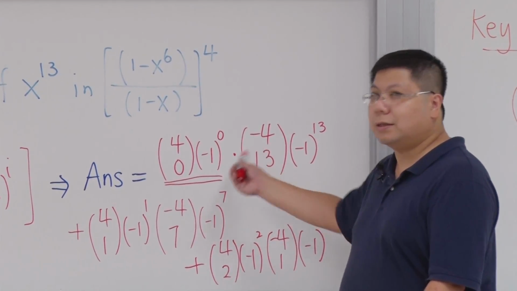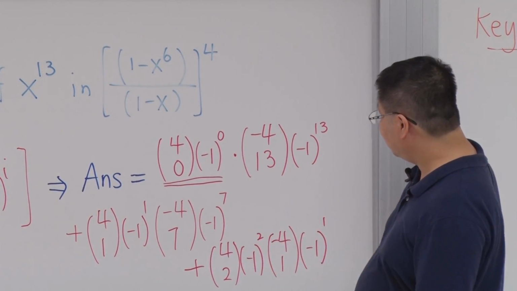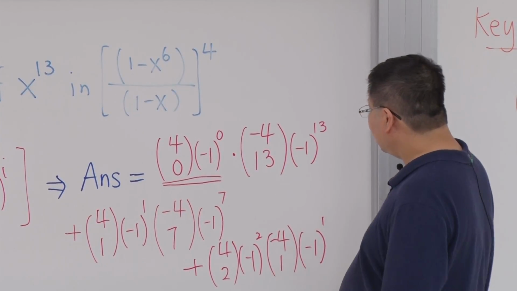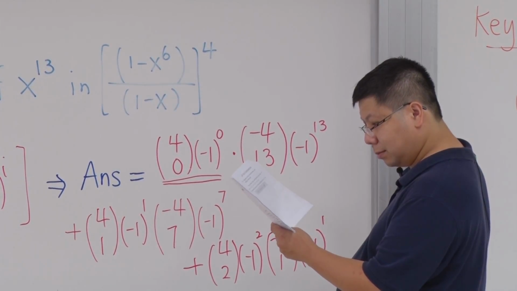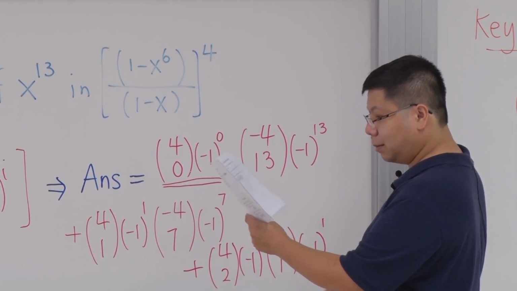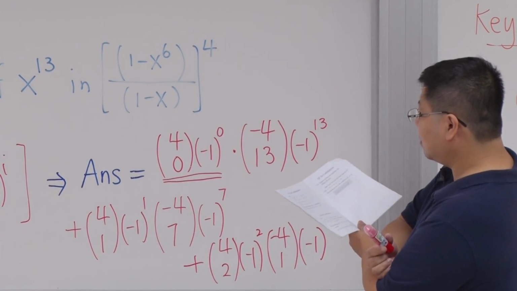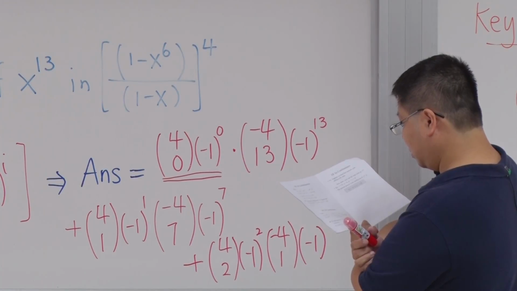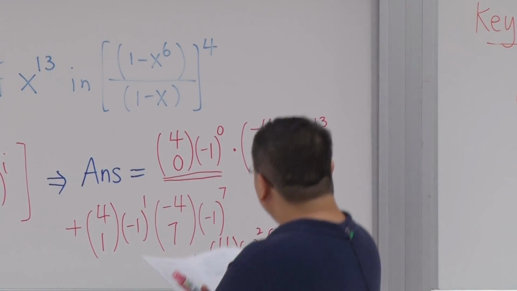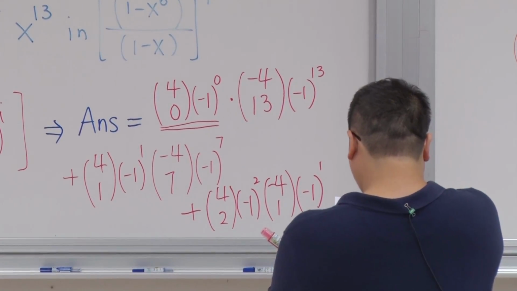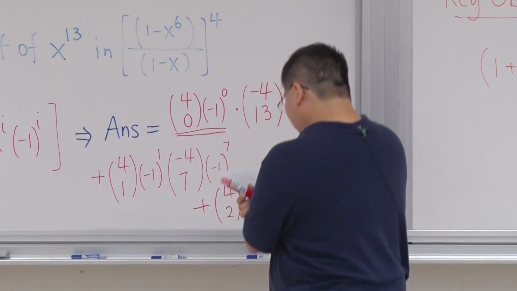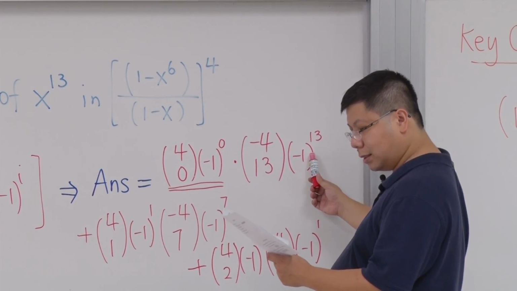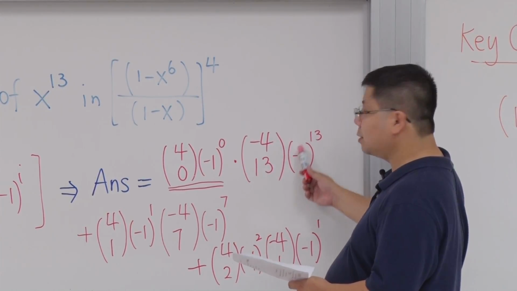So this is just easy evaluation. So 4 choose 0, we know that it is equal to 1. Yes, that's right. This is equal to 1. Minus 1 to the power 0 is 1. This is minus 1, whatever.